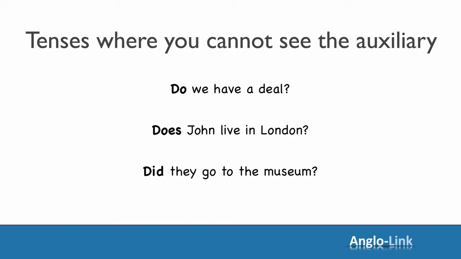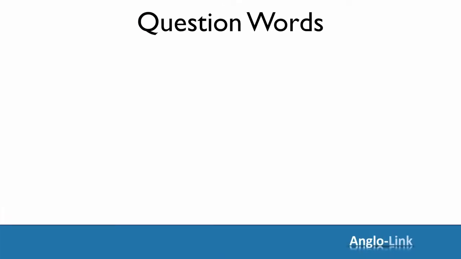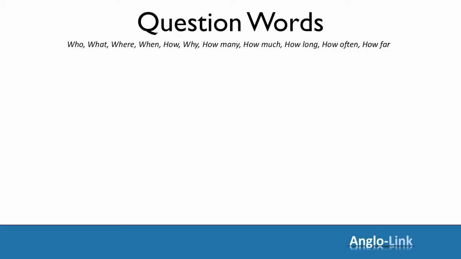Right, now that you have reviewed how to formulate questions, let's look at some question words. Who, what, where, when, how, why, how many, how much, how long, how often, how far. To formulate questions with question words, simply change your statement into a question, add the question word, and then remove the answer. For example, this is for Susan.